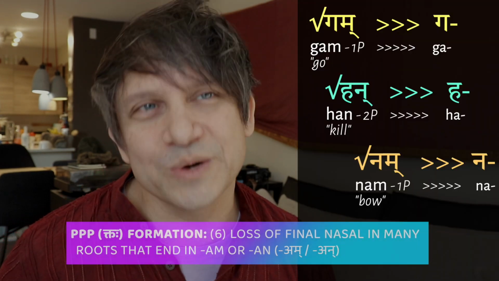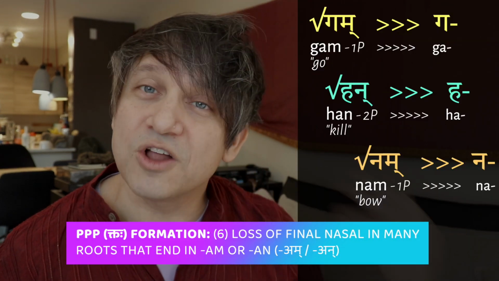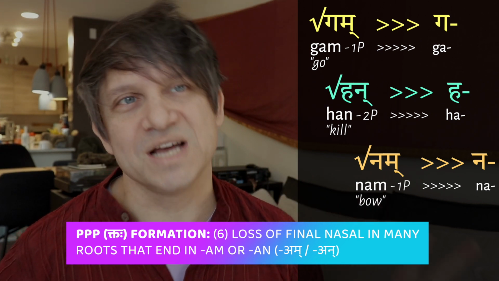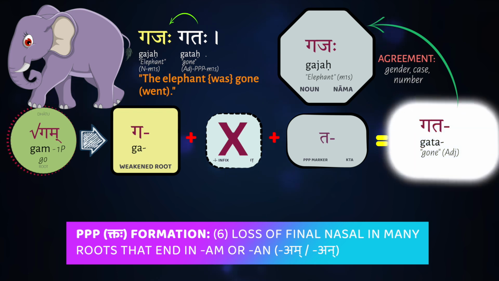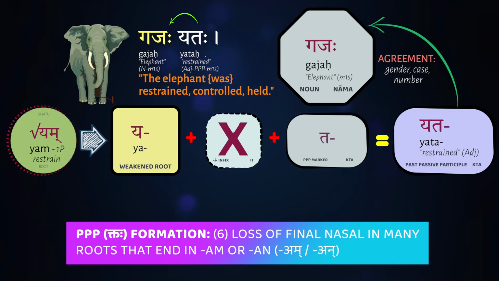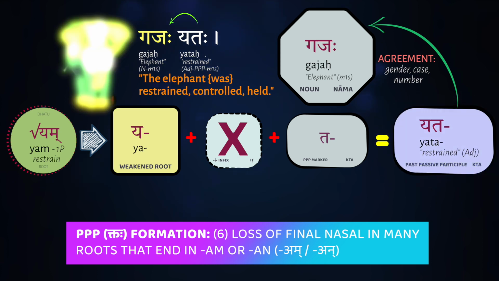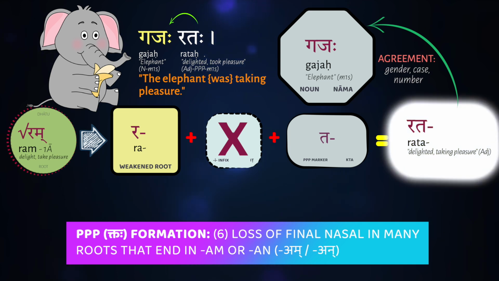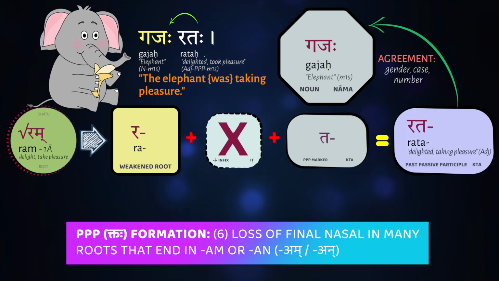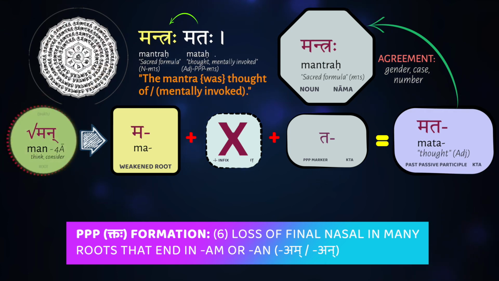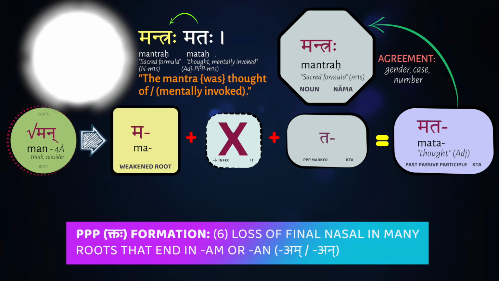Another common weakening we already saw in the passives and the gerunds is the loss of a final nasal in roots that end in un or am, right? So gam, to go, becomes gata, gone. Nam, to bow, becomes nata, bowed. Yam, to hold or control, becomes yata, held or controlled. Ram, to enjoy, to take delight or pleasure, becomes rata, taken delight or pleasure. Han, to kill, becomes hata, killed. Man turns into mata, thought.